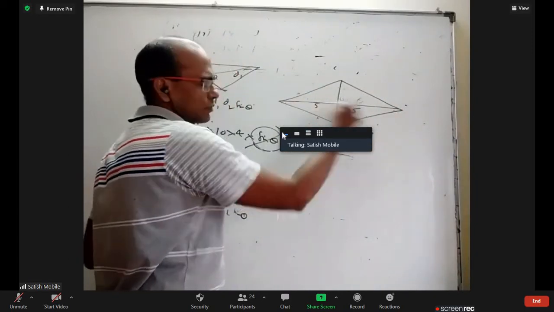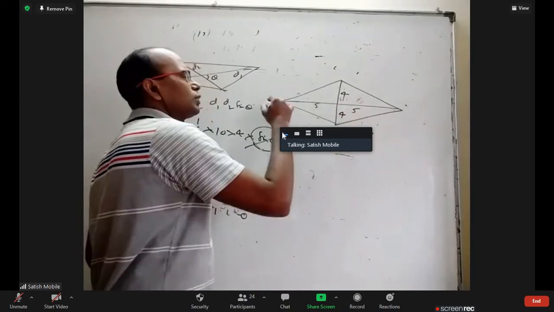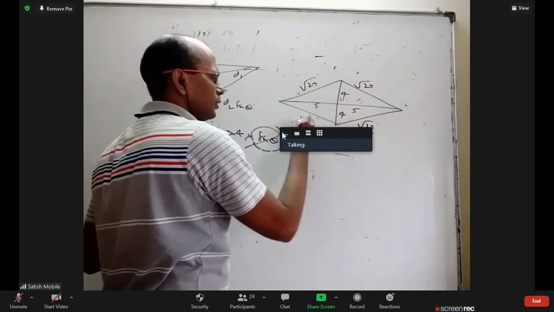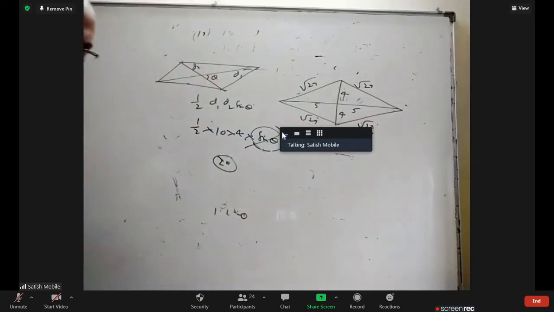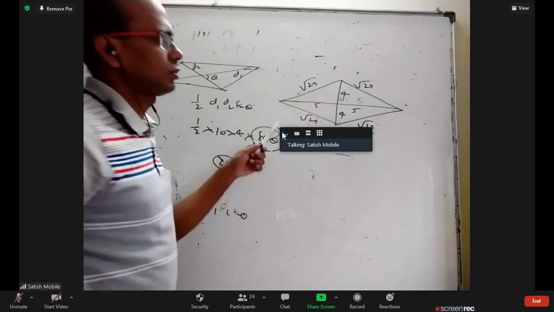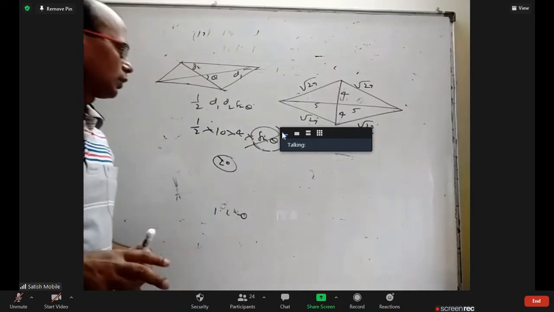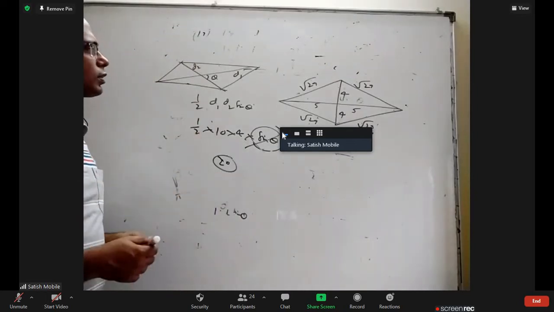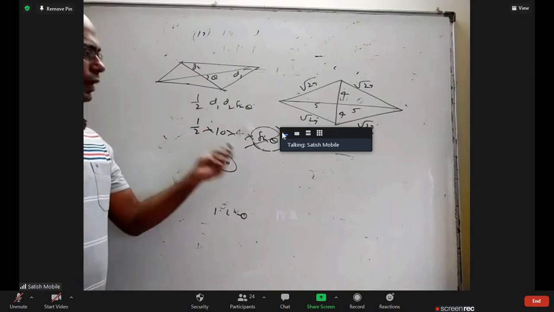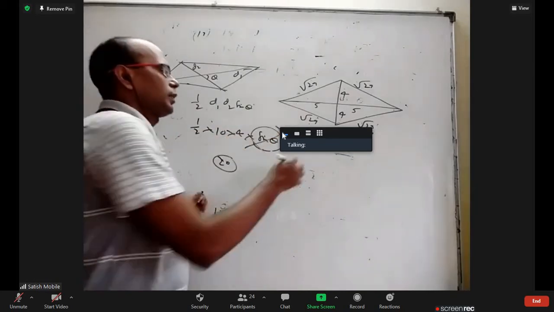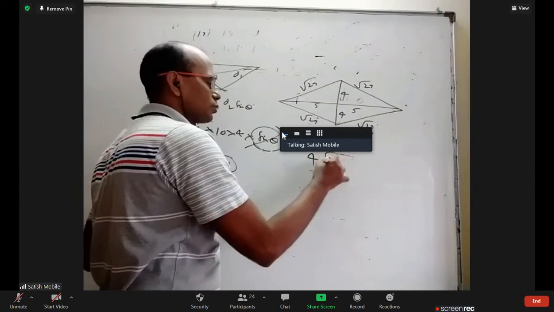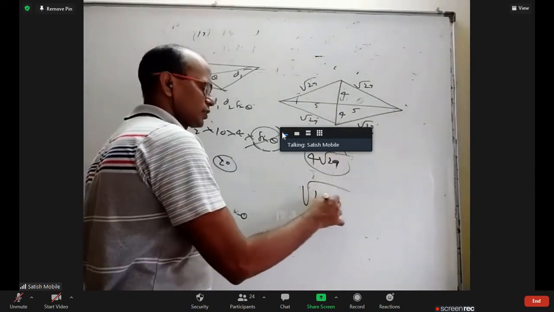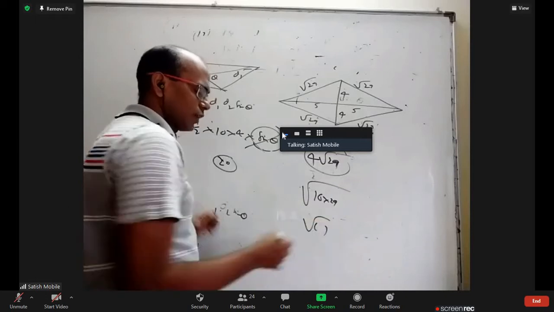This is 10 units, so 5, and this is 4 units, so 2. So at that time, the side will be root 29. All sides are root 29. What is it they want? They want the perimeter. So when area is maximum, among all the parallelograms with diagonals fixed, the maximum area will happen for a rhombus, and the perimeter of that is 4 times root 29. If you want, you can take 4 inside and write root of 16 into 29 and find some rough value maybe.